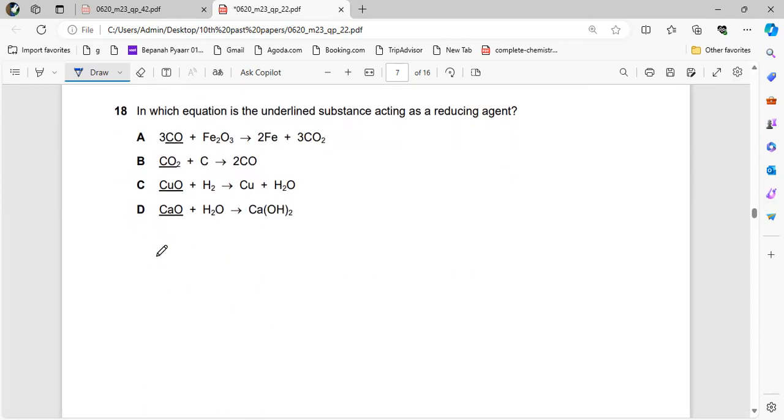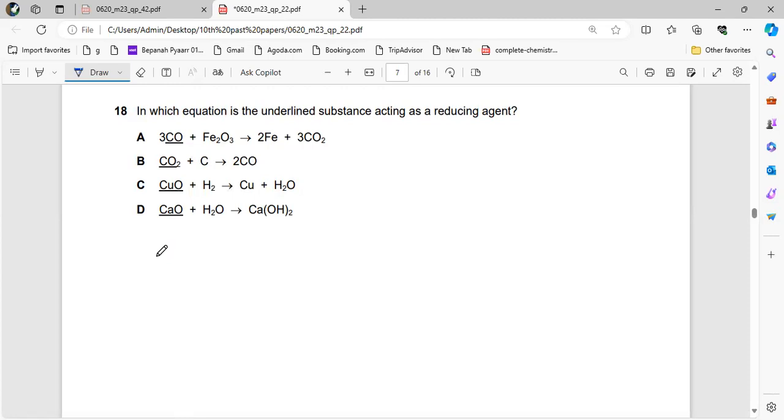In which equation is the underlined substance acting as a reducing agent? So in the first equation you can see 3CO plus Fe2O3 forms 2Fe plus 3CO2. Carbon monoxide is gaining the oxygen from iron, so it is reducing iron oxide. Okay. In second equation, CO2 plus CO. Here you can see that carbon is both reduced and oxidized. CuO plus H2 gives Cu plus H2O. And last is calcium oxide plus H2O, which forms calcium hydroxide. So option D is not the correct option.